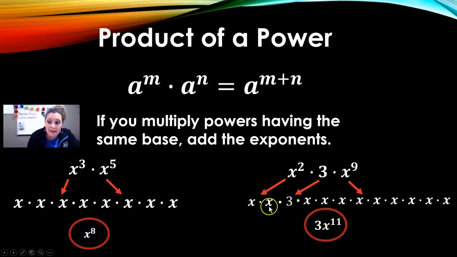So the 3, there's only a 3, so I can't multiply anything. All of these have a 1 in front of it. We know anytime you multiply 1 by a number, it's just that number. So it's just going to say 3. And then again, x and x, same base, so I can leave x there. And then I'm going to add the exponents. 2 plus 9 is 11. If I count all these x's, there's 11 x's there. So again, when you are multiplying a term that has an exponent, if the bases are the same, keep the base and then add the exponents.